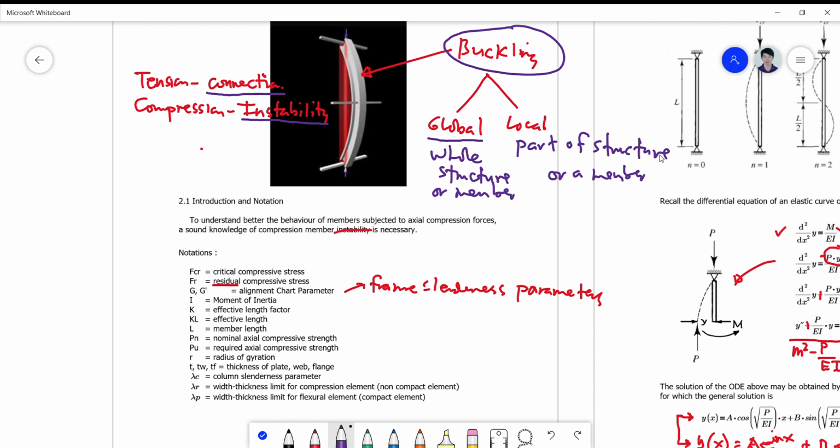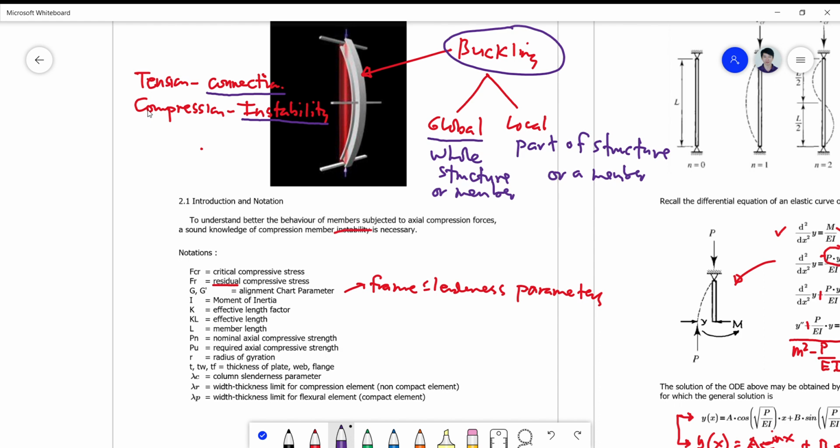Okay, so with this, we can say that tension and compression are regarded in a different manner. They are addressed in a different manner. So we have to understand separately the concepts, the issues, and the guidelines involved in the analysis and design of compression members.